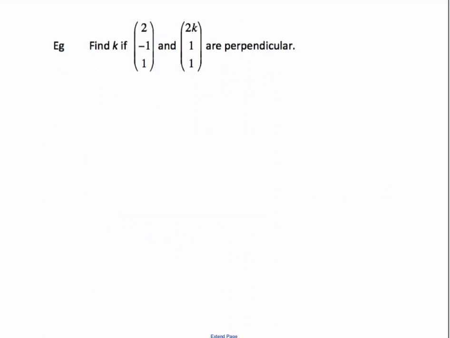Okay, the next example, find k given that these two vectors are perpendicular. So again, we'll just set the dot product equal to 0. So 0 equals 4k minus 1 plus 1, and then we just get 4k equals 0, so k equals 0.